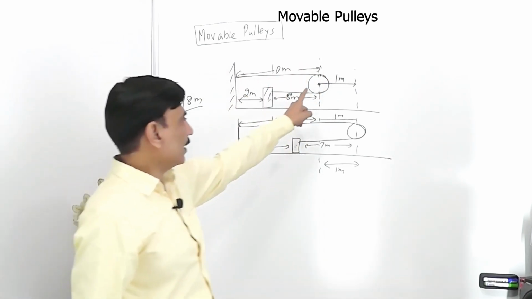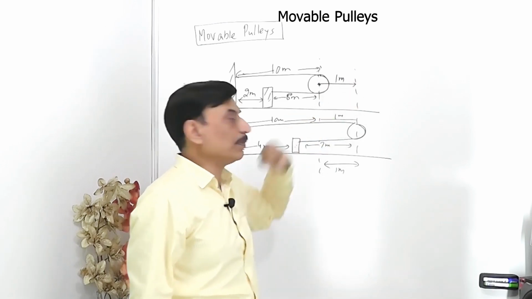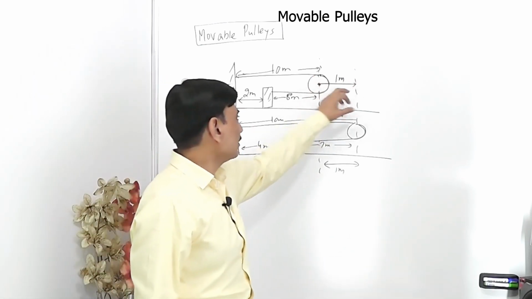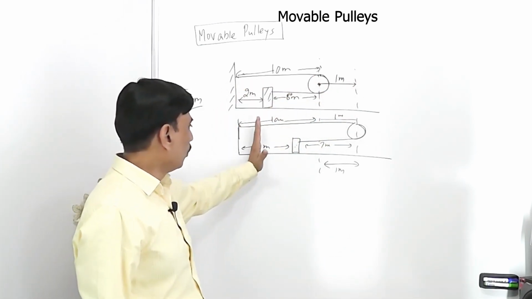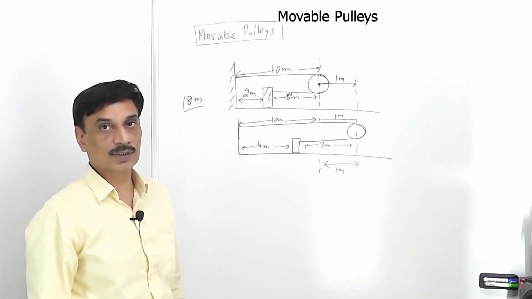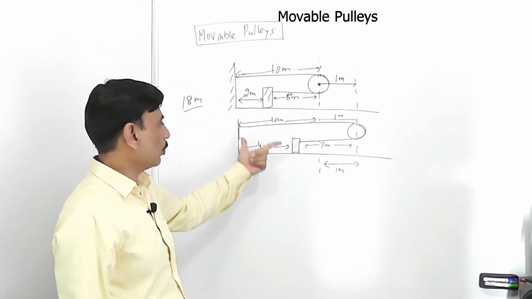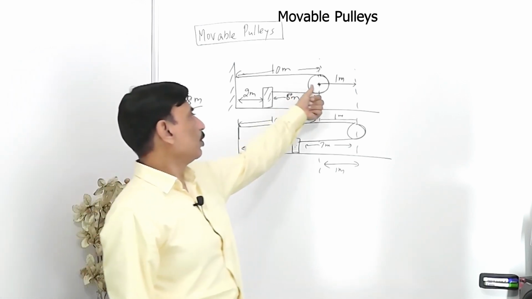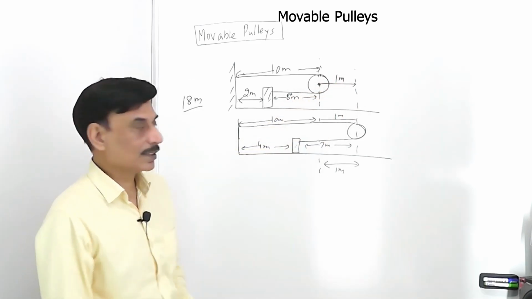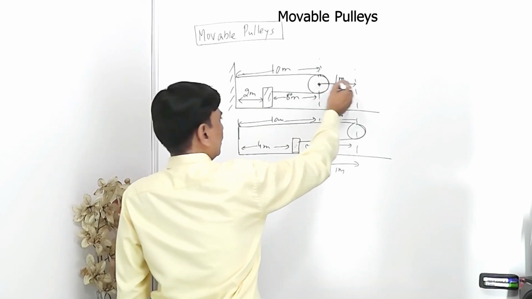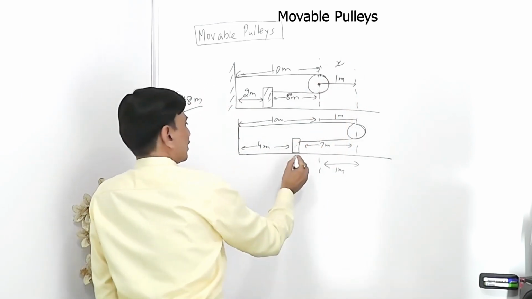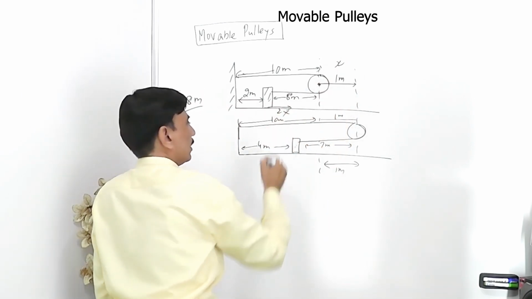Now what we have done is we have pulled the center by 1 meter and we have seen that this block has moved 2 meter in this direction. Initially it was 2 meter distance, now it is 4 meter distance. We have pulled it by 1 meter. So if we pull the center by x meter, this block will move by 2x meter.